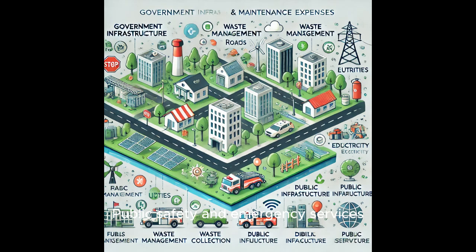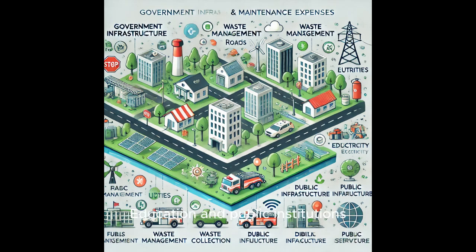Public safety and emergency services. Ensuring public safety requires constant investment in emergency services and law enforcement. Expenses include funding fire departments, including fire trucks, stations, and hydrant maintenance, supporting police departments with vehicles, stations, and surveillance cameras, maintaining emergency medical services, such as ambulances and 911 dispatch centers, investing in disaster preparedness infrastructure, including flood barriers and earthquake-proofing measures.